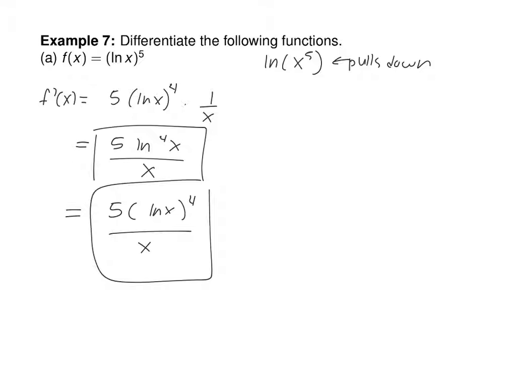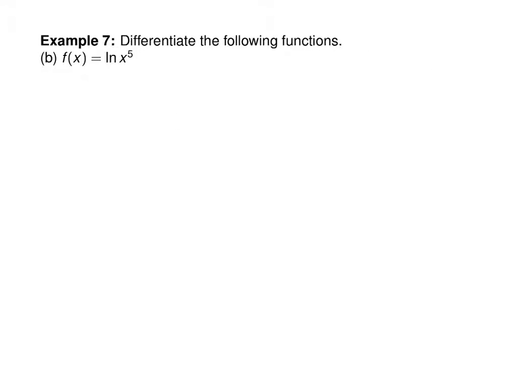So, okay. Now part B is different, right? No parentheses now. So now can the power pull down? Yes. So now this is 5 ln of x, and f prime of x is just going to be 5 over x, right?